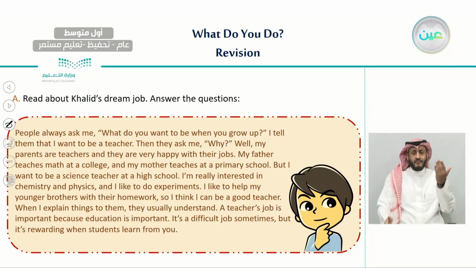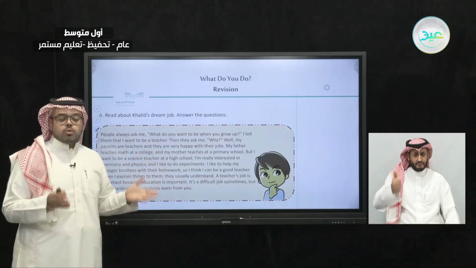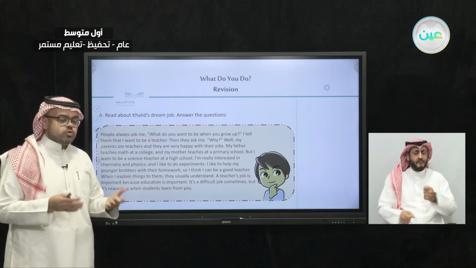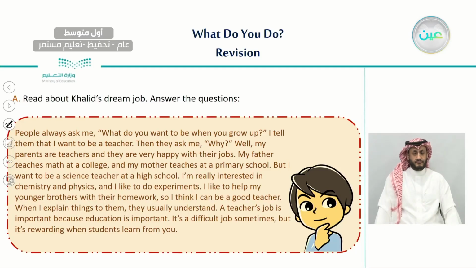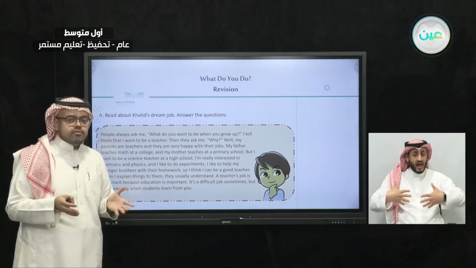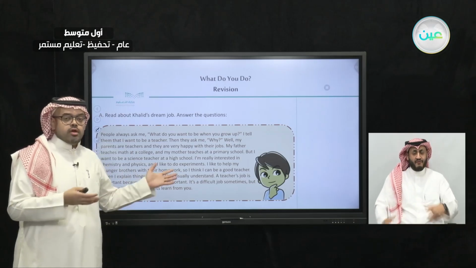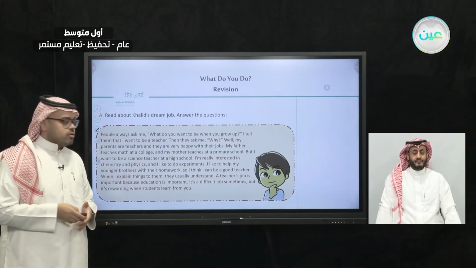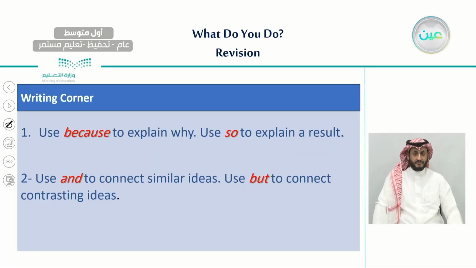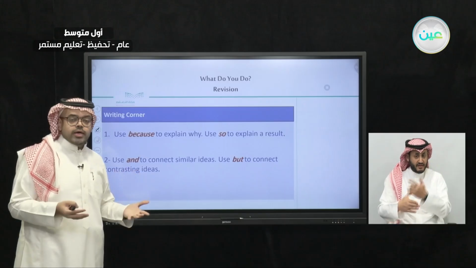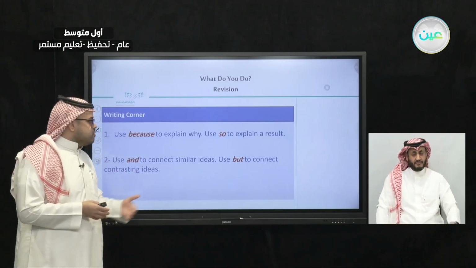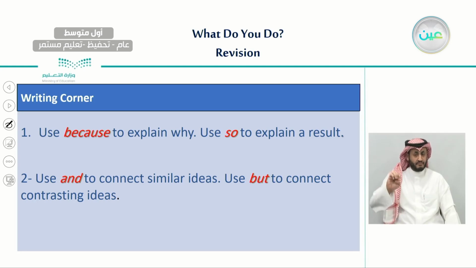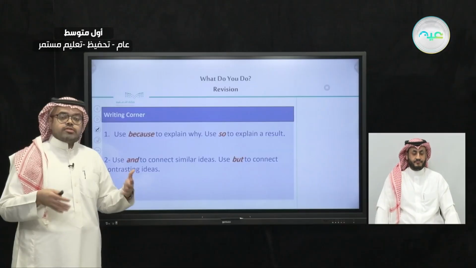Last lesson, we had an interesting reading text about Khalid's dream job, where we read that Khalid wants to be a science teacher in the future. He said, I want to be a science teacher because I am interested in chemistry, I am interested in physics, and he likes to help his brothers do their homework. And we also learned in the writing corner that we can use because to explain why, to explain the reason, and also we can use so to explain a result. And later on we'll see more examples of these.